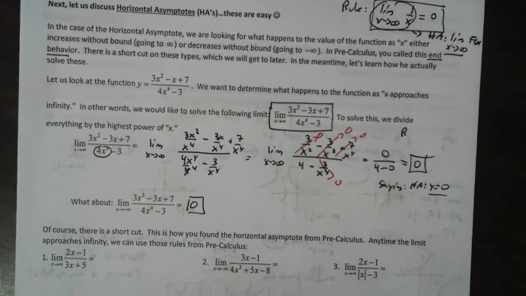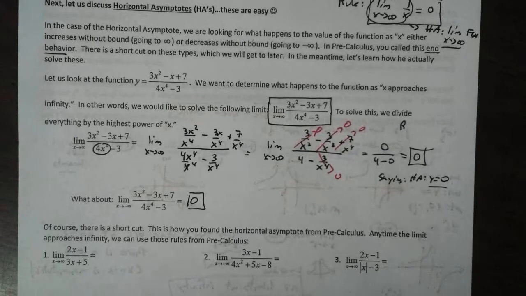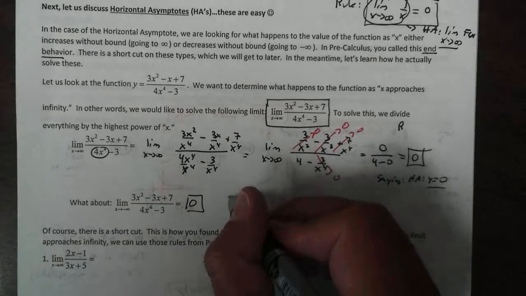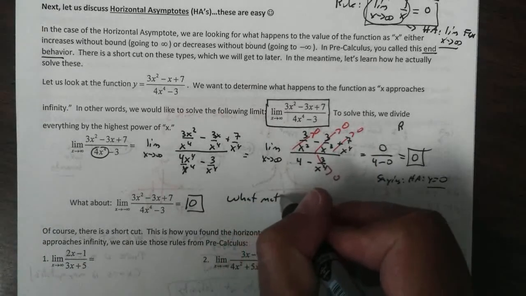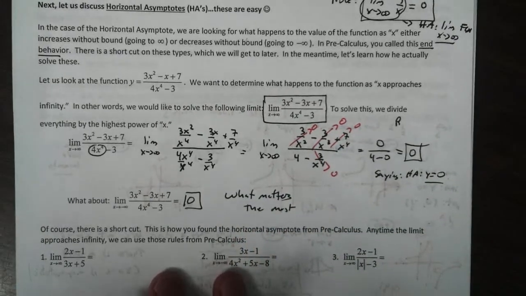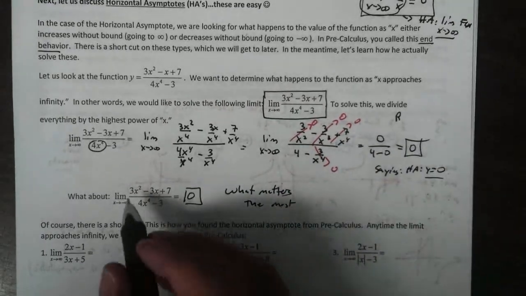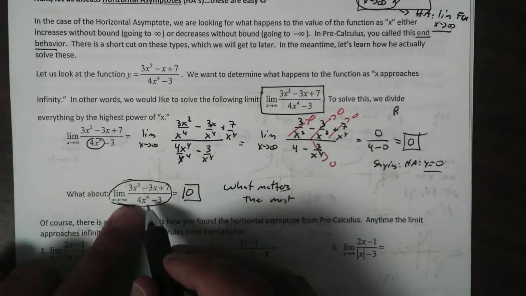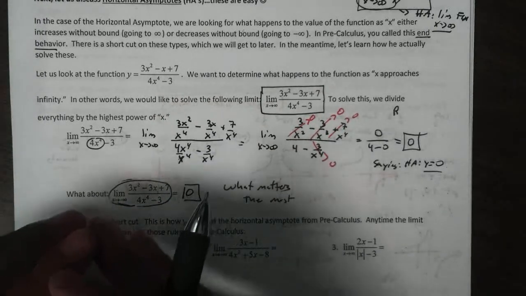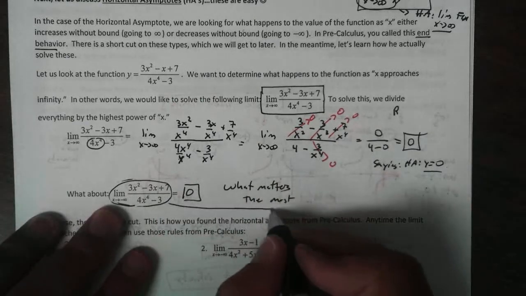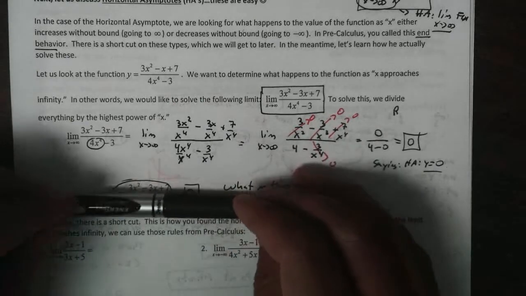Well, there is a shortcut for this. I like to call this what matters the most, and this is really helpful for us. What we really mean by that is, if I take a look at this function right here, I want to find out what really matters the most as x gets really large. We want to make sense of what matters the most here. So another way I can look at it is I can look at the top of the function.